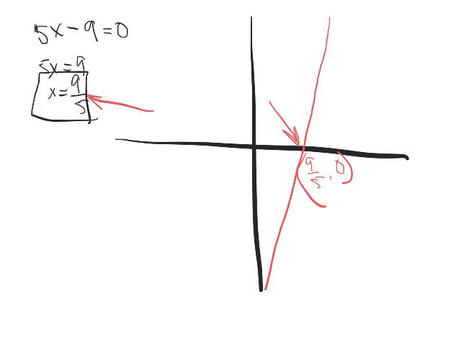But all I'm interested in is the x value, because I know my y value is 0, so I don't even have to list that. I just say it crosses at 9/5, where the 0 of this function is 9/5. That's where the line crosses the x-axis. Okay, so that's it for 2.1.